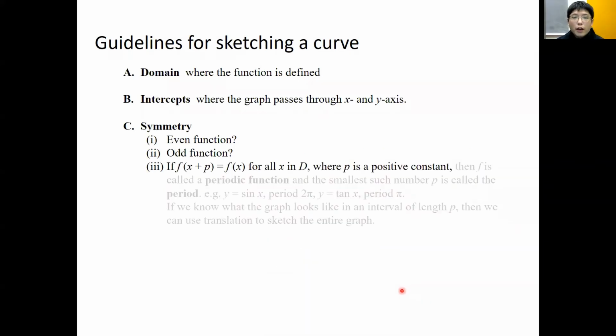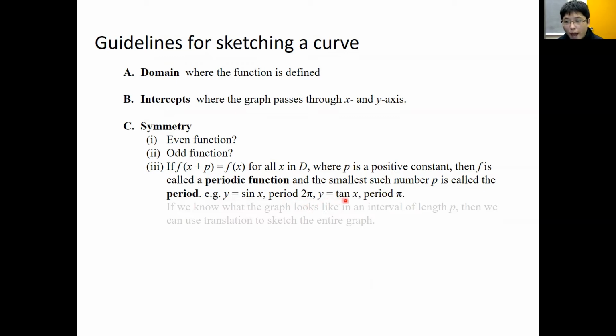The third case happens when f(x + p) = f(x) for all x in the domain D. Here p is a positive constant. If this happens, then f is called a periodic function, and the smallest such number p is called the period. So for example, the function y = sin(x) has period 2 pi, and the function y = tan(x) has period pi. So if we know what the graph looks like in an interval of length p, then we can use translations to sketch the entire graph.